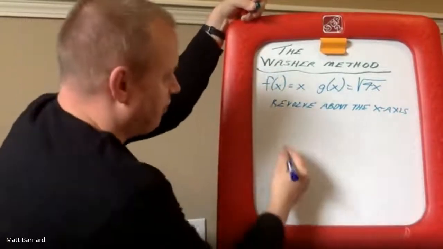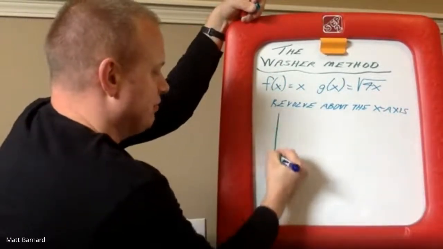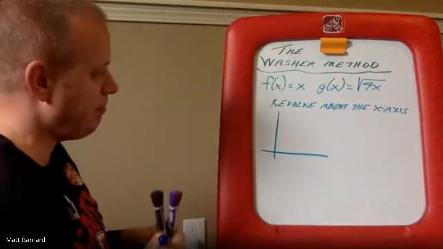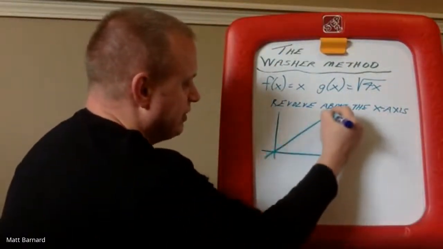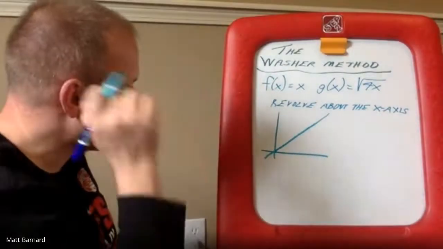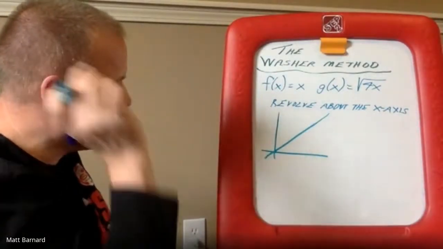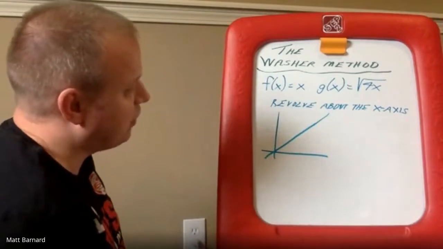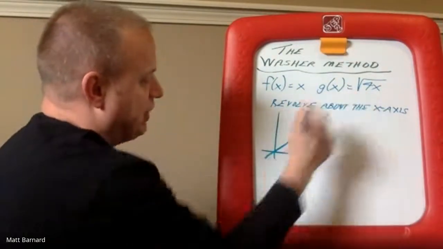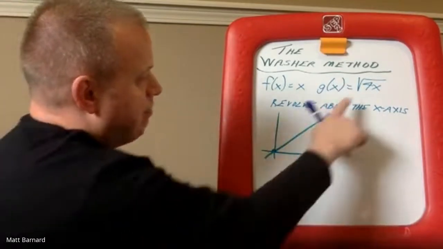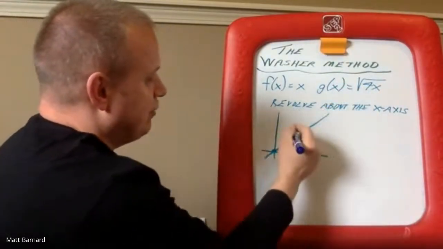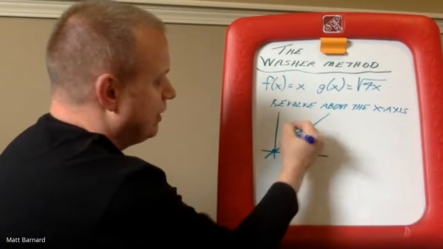Okay, so first of all, we need to get a picture of this. So f of x equals x. That is a linear function. That's something like so. g of x equals the square root of 4x. Well, what that's going to do is if I put 0 in here, I'm going to be down here at 0. And if I put 1 in, I'm going to be up here at 2. So I'm actually going to be above here.